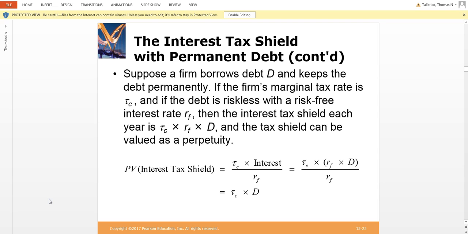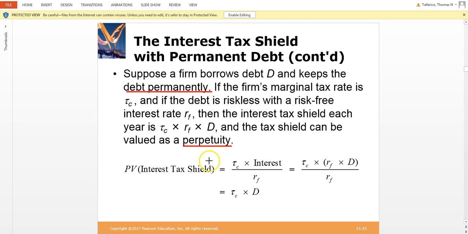There is a discussion here about what happens if you have debt and you keep the debt permanently, and you can see that it's treated as a perpetuity, right? Something that goes on forever is considered a perpetuity. So if you look right here, you'll notice they say a perpetuity and the debt is permanent.